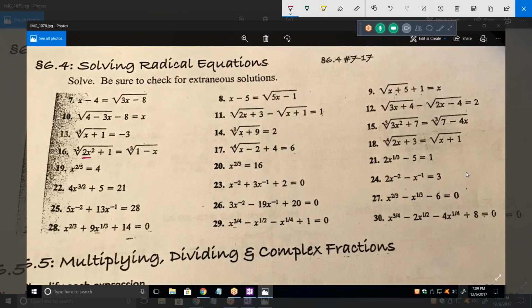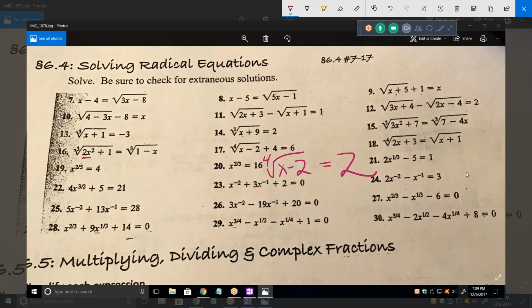So you have to take the 4 to the other side. Okay, so now I got the 4th root. Yeah, you always want to isolate the radical sign, which we've done. Now what? And then you want to raise both sides to the 4th.